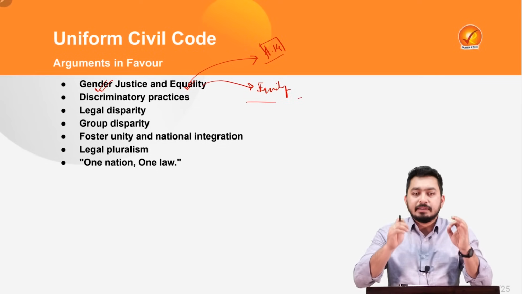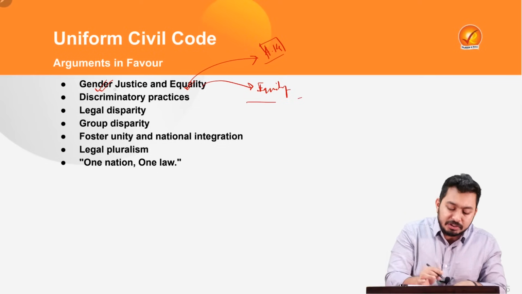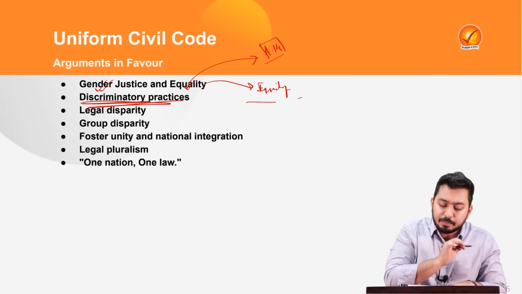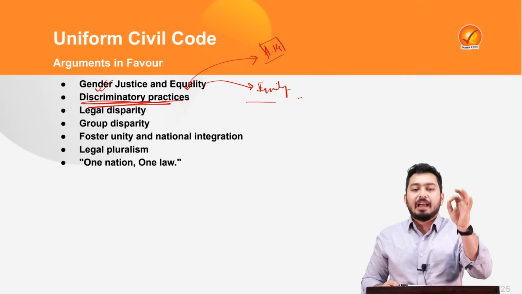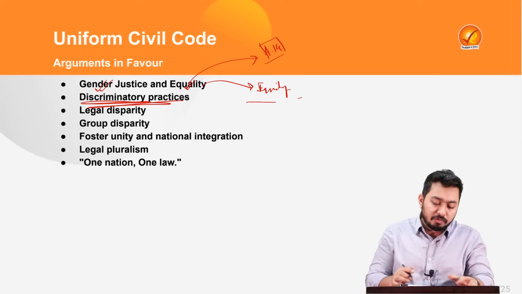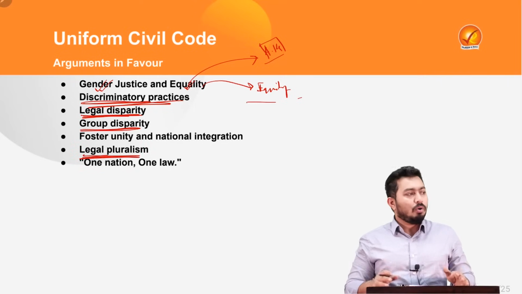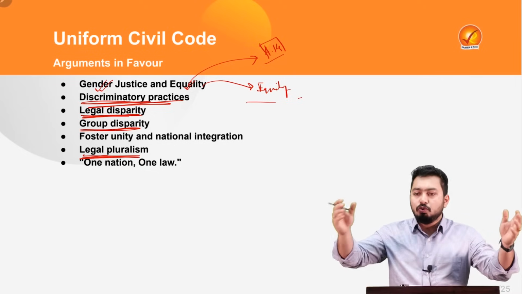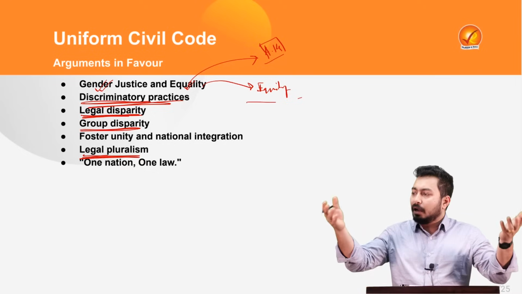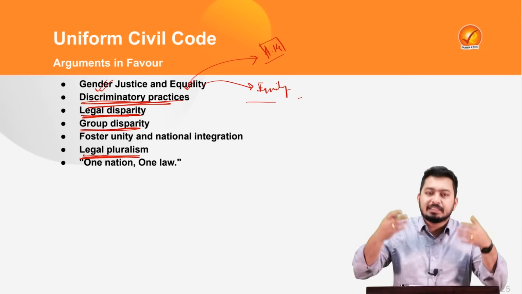Then I am against discrimination. Who am I? I am the Indian Constitution. So discriminatory practices have to be given up, right, over the period of time. Then I will remove the legal disparity. I'll remove the group disparity. I will remove the legal pluralism. How can I judge two people differently? Two people are going for marriage. Two people are going for succession.